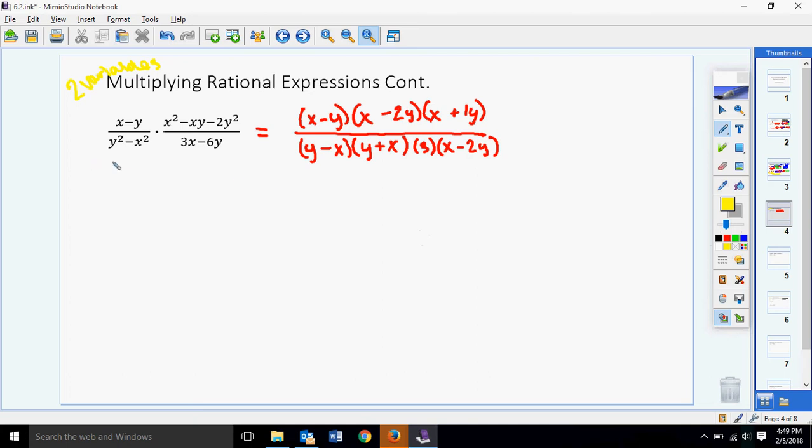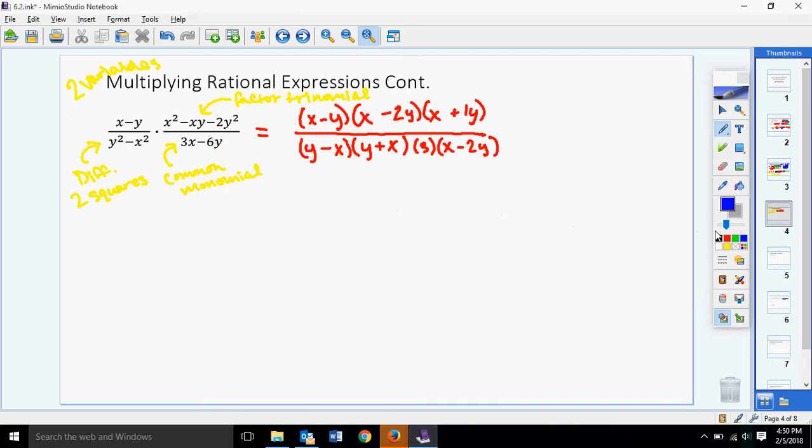Again, if you like leaving yourself little notes, make a note that this was the difference of two squares. And here we factored out a common monomial. And this was just a factored trinomial. Okay, now that I have both the numerator and the denominator factored, I'm going to cancel out what they have in common.